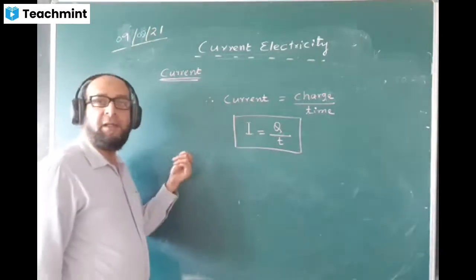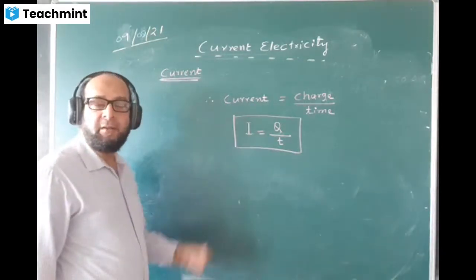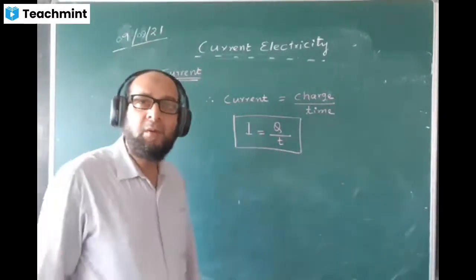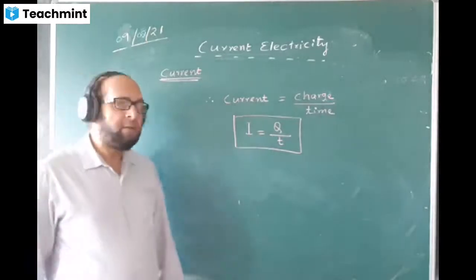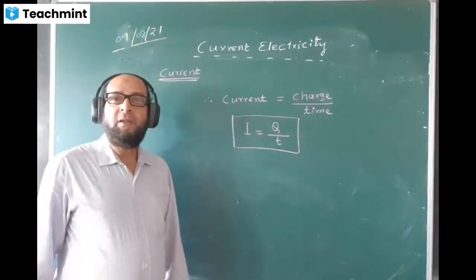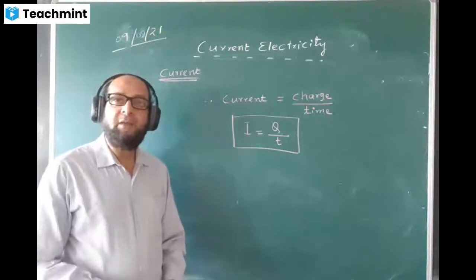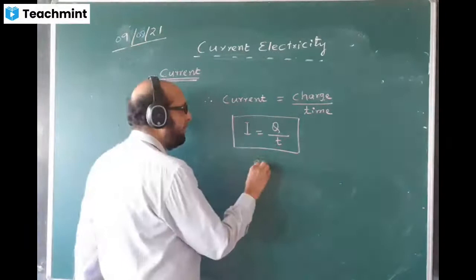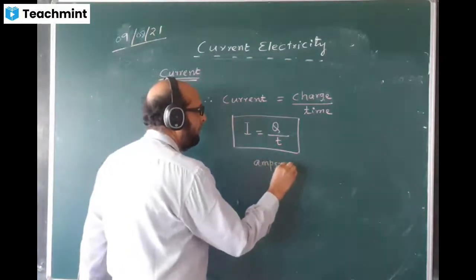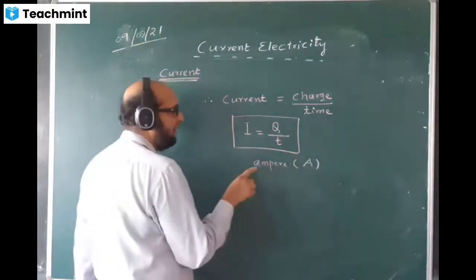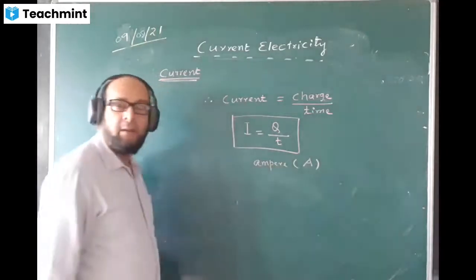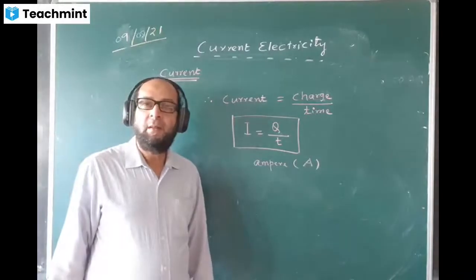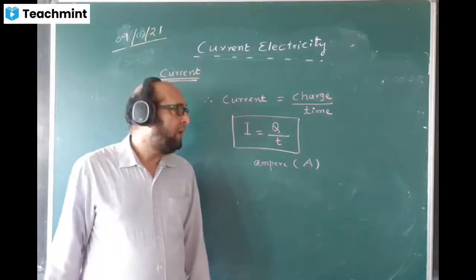Right below that, current is a scalar. So can you repeat? Current is a scalar with the SI unit ampere. Ampere is denoted by the symbol A, capital A. A-M-P-E-R-E, ampere. Ampere is denoted by A, capital A. We stop. Write down.